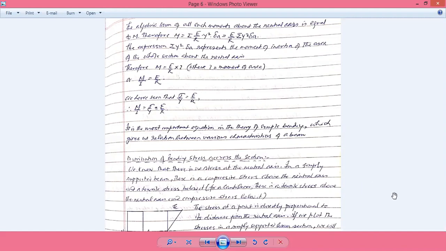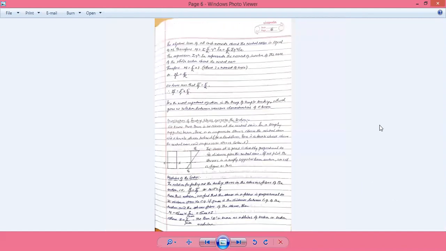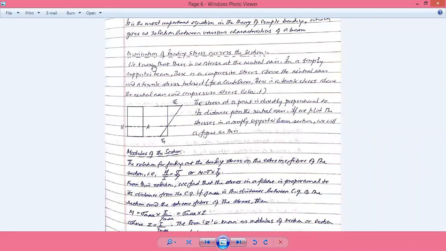Now, what is the distribution of bending stress across the section itself? We know there is no stress at the neutral axis. In a simply supported beam, there is a compressive stress above the neutral axis and a tensile stress below the neutral axis, and at the neutral axis there is no stress at all. But for a cantilever beam, there is a tensile stress above the neutral axis and a compressive stress below the neutral axis.